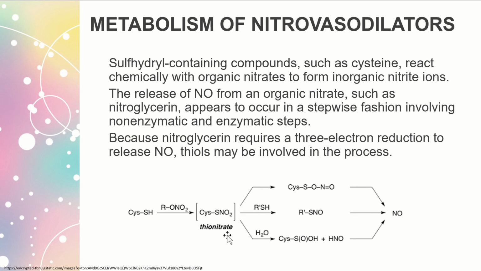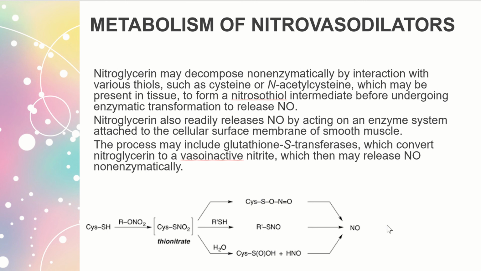So we can see here several sulfur bonds required to release our nitric oxide. It is basically proposed that it could happen via several routes. When our organic nitrates interact with cysteine, whether with an enzyme or without an enzyme, we end up with our nitric oxide. Nitroglycerin may decompose non-enzymatically by interaction with various thiols, such as cysteine, which may be present in tissue to form a nitrous or thiol intermediate before undergoing enzymatic transformation to release NO, or nitric oxide.